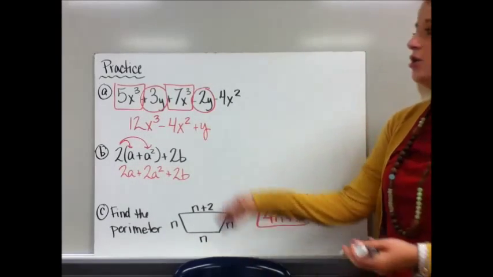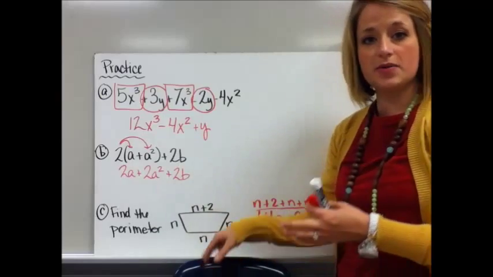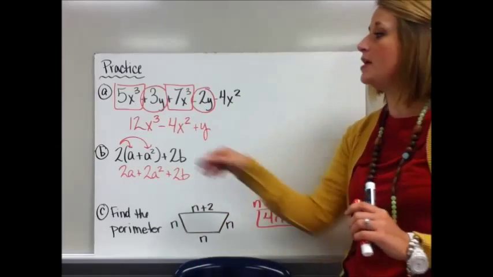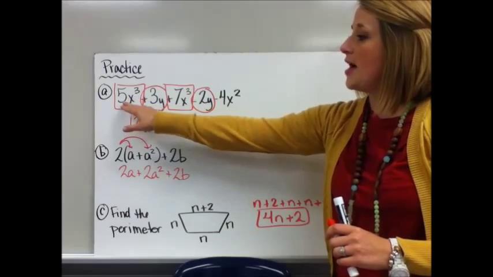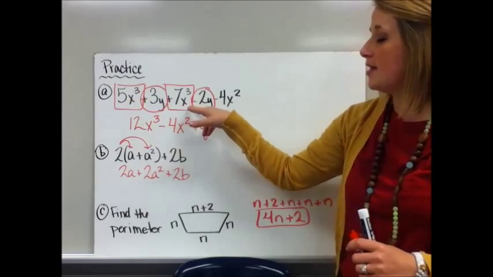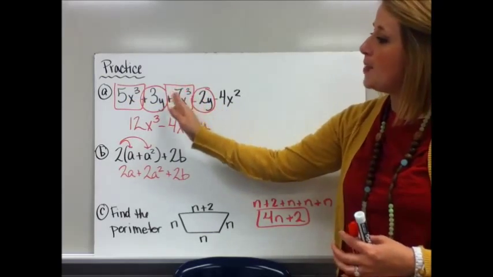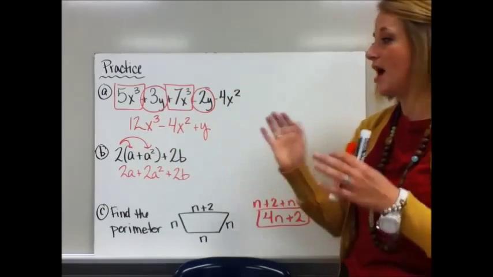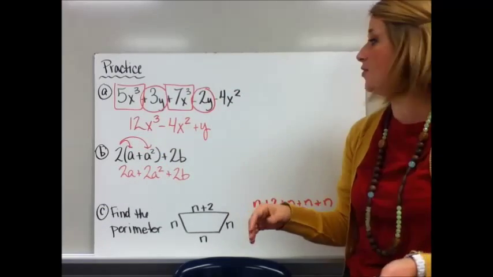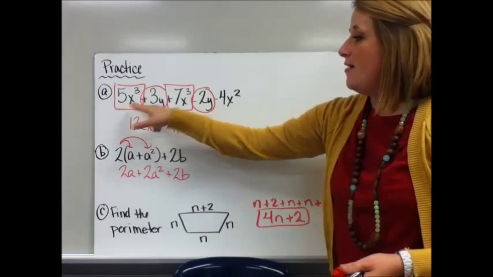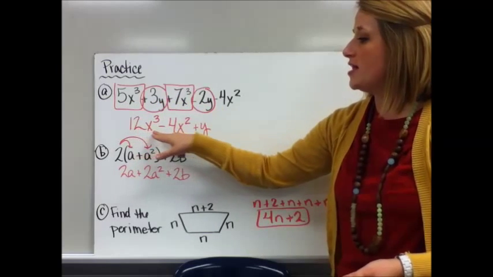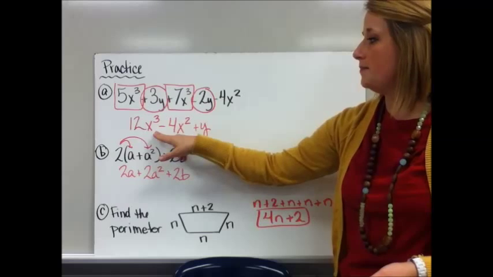Okay, on practice A, you can see where I boxed my like terms with a different shape for each term family. I started with x to the third. I have 5x to the third and 7x to the third. Notice how I'm boxing the sign that's to the left of the term. That way I don't leave off any negatives if there are any. 5 plus 7 is 12, so that's where 12x to the third comes from.